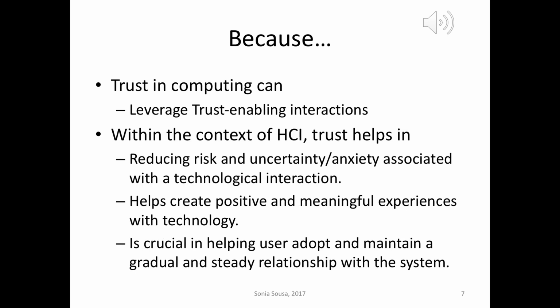Trusting in computing is about leveraging trust-enabled interactions. In human-computer interaction, trust helps to reduce the risk of uncertainty related with technology. It also helps create positive and meaningful experiences when using technology. It's also crucial for helping users to adopt certain activities or certain artifacts.